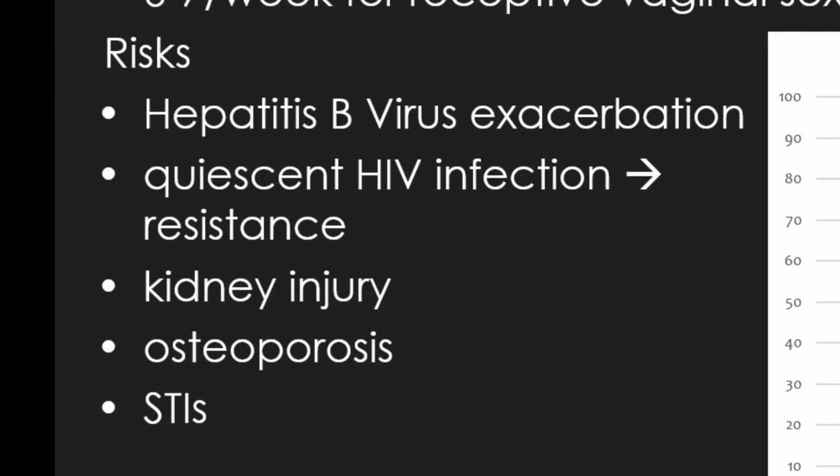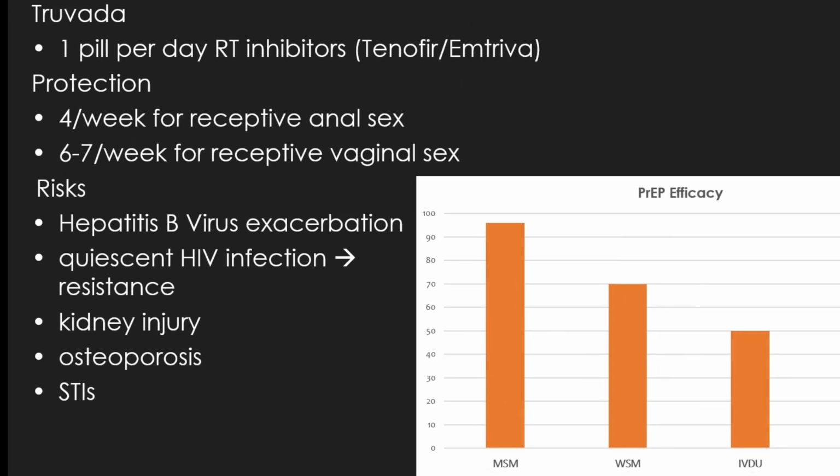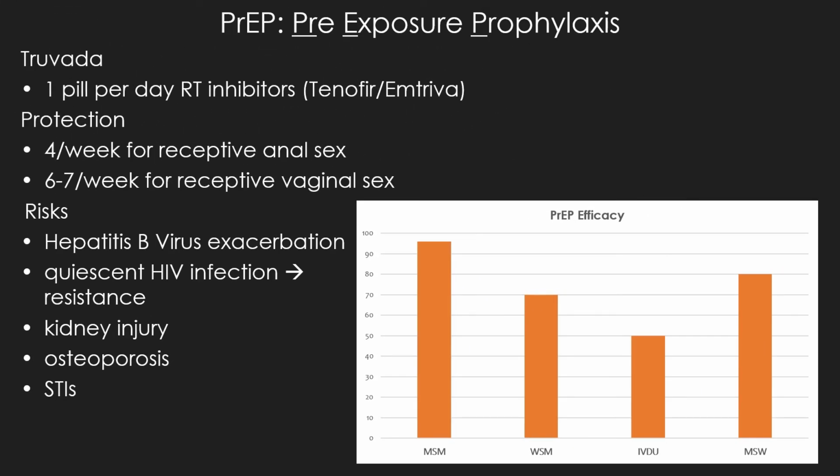It can cause kidney injury, so kidney tests and liver tests are done every 3 months while you're on these therapies. It causes osteoporosis, and of course, this is a big one, there is absolutely no protection against any other sexually transmitted infection if you are taking PrEP. So though this is available, by far the best option is using a prophylactic called a condom.